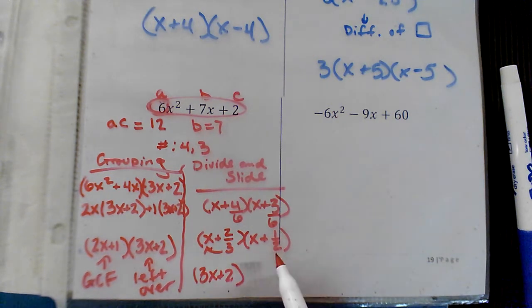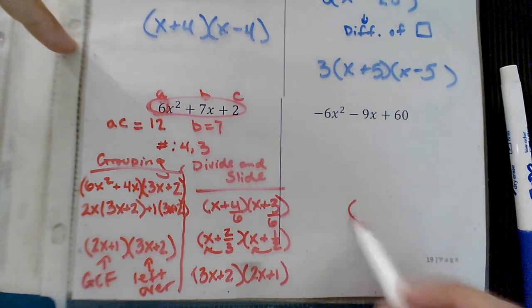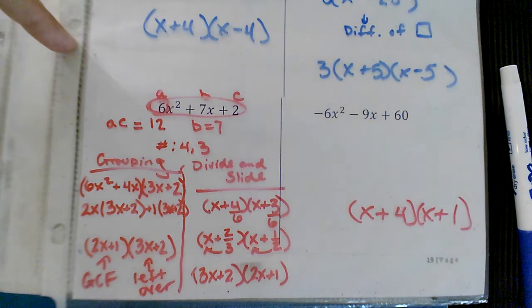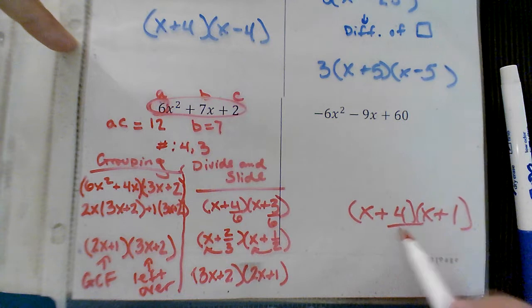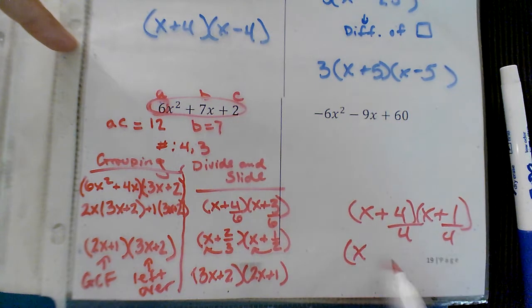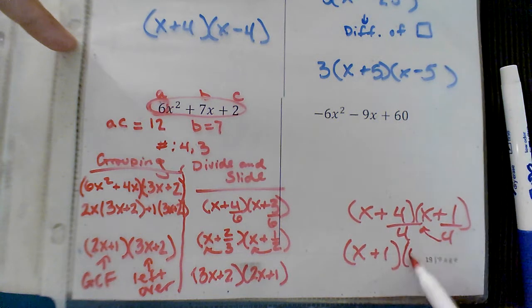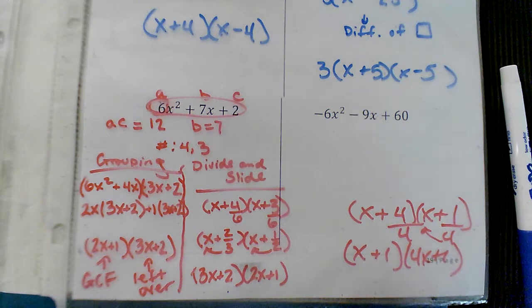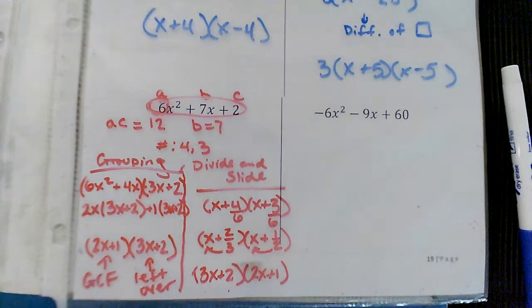If you're left with a fraction, take the denominator and slide it as a coefficient in front of the x. What if it's not a fraction? Okay, good question. If we had x plus 4, hypothetically speaking, x plus 4, x plus 1, and our a value was 4. Okay, 4 divided by 4, 1, it stays. This does not simplify, slide the 4. What? That's it. Okay, divide and slide.